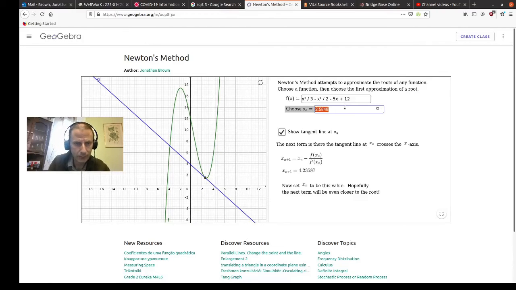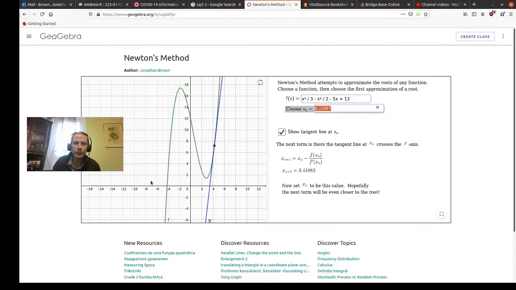And wow, I mean, these tangent lines are all over the place, but we're not getting anywhere near the root. So 4.23587. Yeah, that's bouncing around, but the roots of the tangent lines are nowhere near the actual root, which is way over here. So if you choose the initial point too far from the actual root, then this process will never get you close to the actual root.